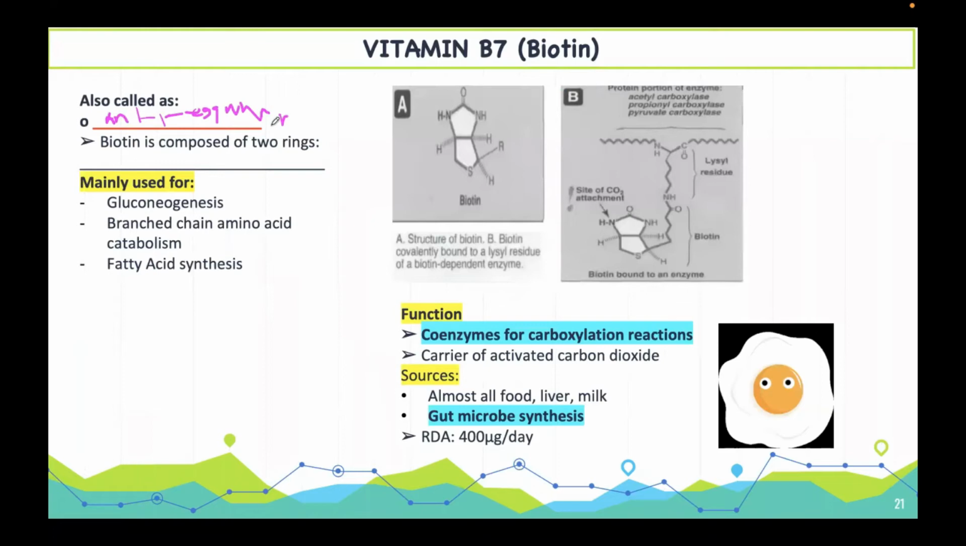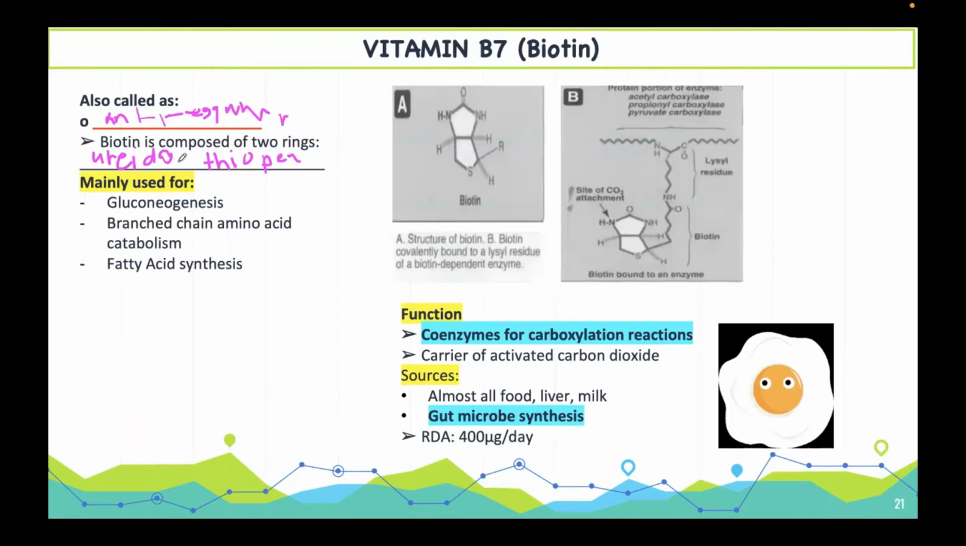Next, your biotin is composed of two rings. We have your ureido, U-R-E-I-D-O, and then your thiophene rings, T-H-I-O-P-E-N-E. Again, your vitamin B7 or your biotin is also called anti-egg white injury factor, and it is comprised of two rings: your ureido, U-R-E-I-D-O, and thiophene rings.